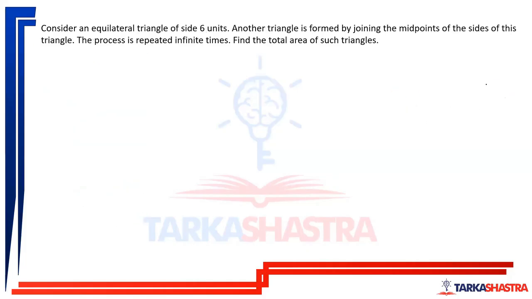Very easy. Moving forward, consider an equilateral triangle of side 6 units. Okay, let me consider an equilateral triangle of side 6 units.